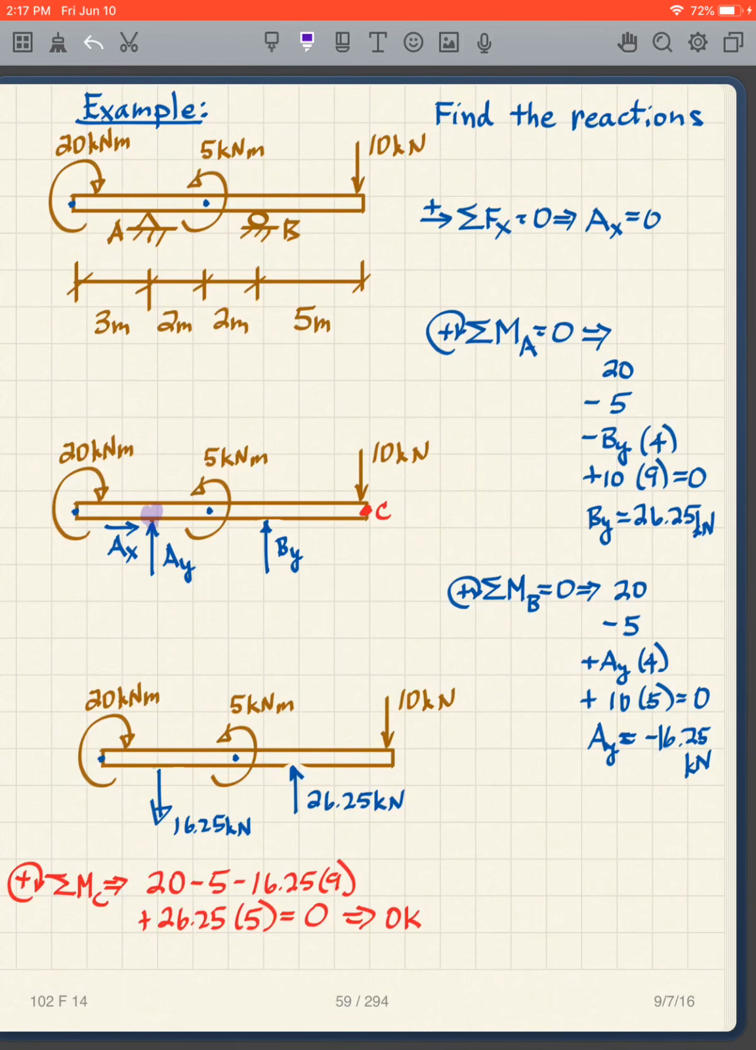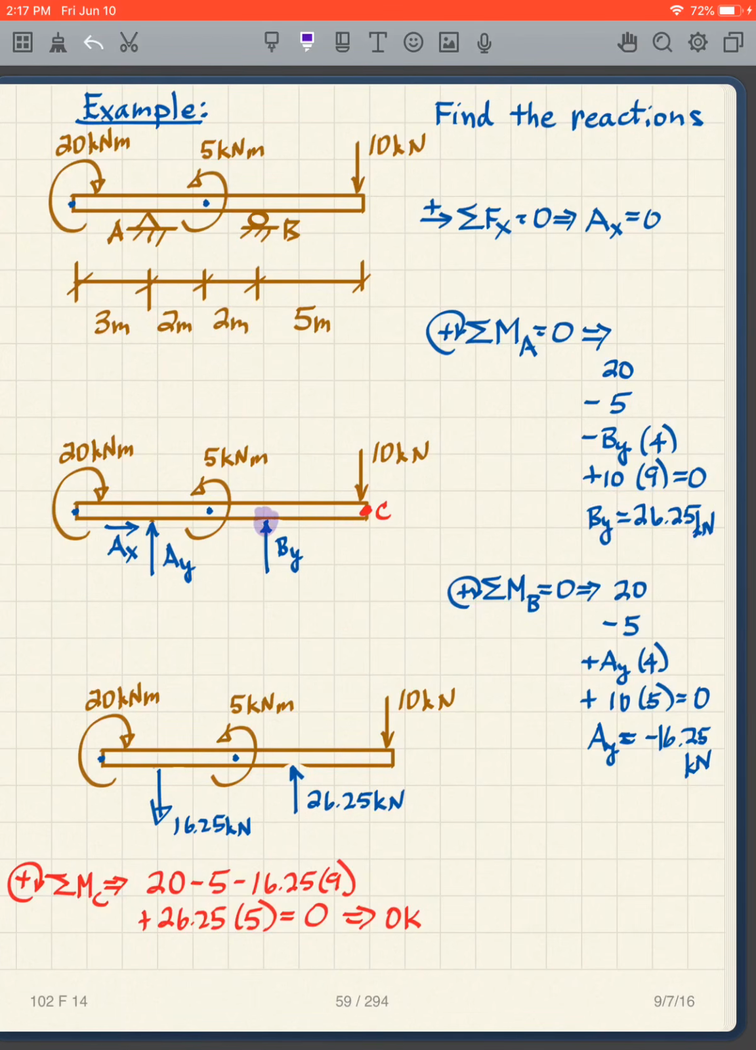I'm taking moments about A, and what do I have? This is positive because it's clockwise. This is negative because it's counterclockwise. So I have simply a positive 20 and a negative 5. And then I have BY times 4 and 10 times 9 equal to 0. And I get BY is 26.25.